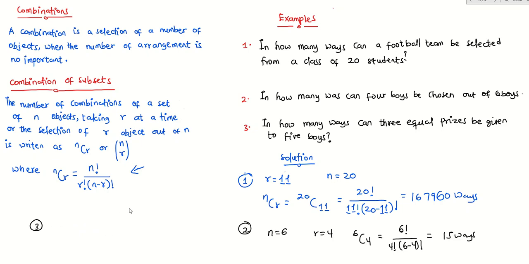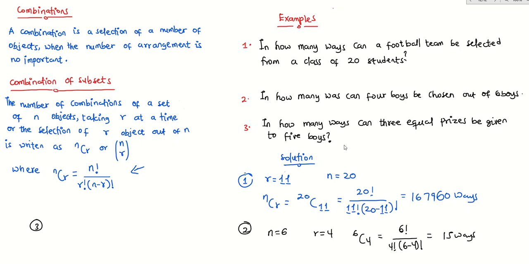In this case, the prizes are equal, so it doesn't matter which one you give to any of the boys, since the prizes are equal. Should the prizes be different, then the order is going to matter. But in this case, the prizes are equal. So let's say you have from first position to the fifth position, and we have different prizes for each one of them, depending on how high you are.